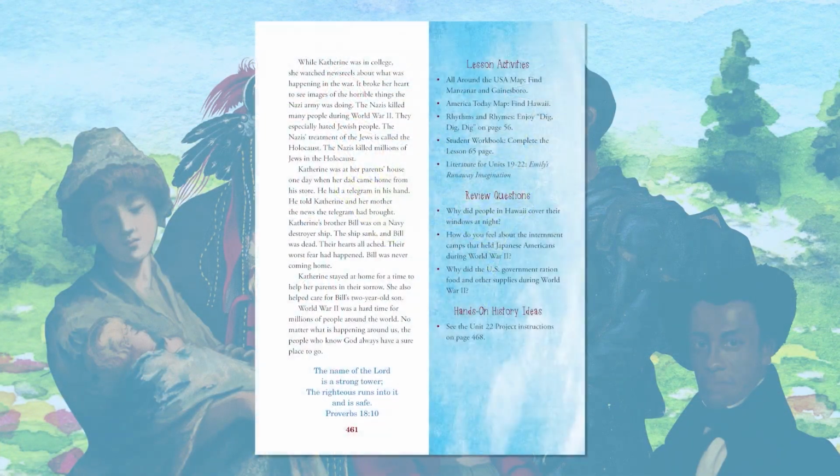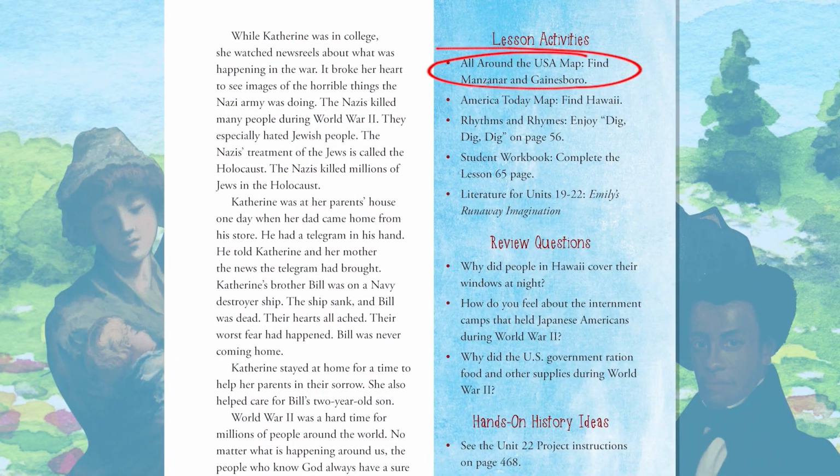Our Star-Spangled Story gives gentle introductions to a few difficult subjects so that your elementary student can understand them. You can use these as opportunities to discuss important lessons we learn from history about how people should treat each other. Assignments for this lesson include finding places on the All Around the USA map, completing a worksheet, and reading in Emily's Runaway Imagination.